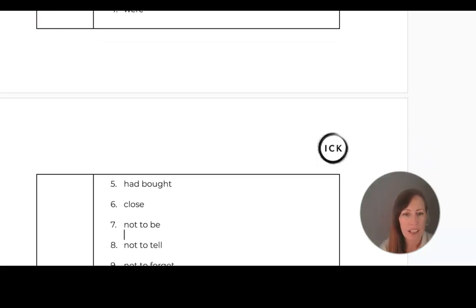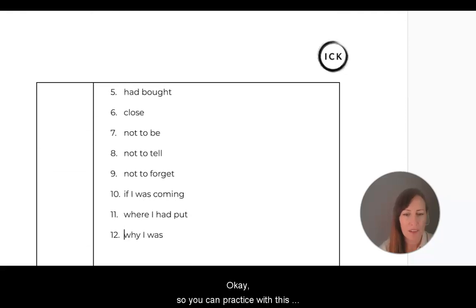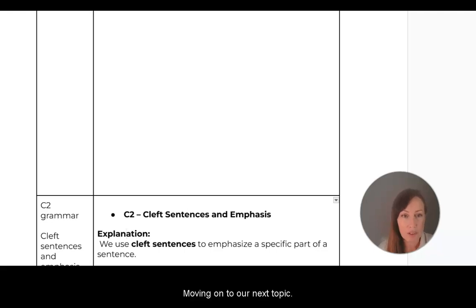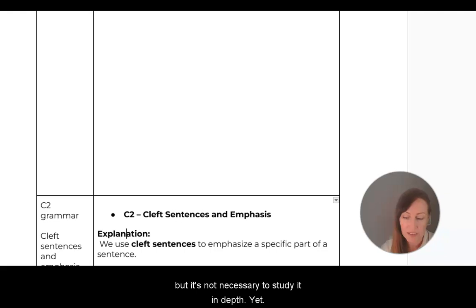Sorry about that. Okay, so you can practice with this little quiz here. Moving on to our next topic. This is specifically for C2 level. If you're going for the C1, you can review this, but it's not necessary to study it in depth yet.